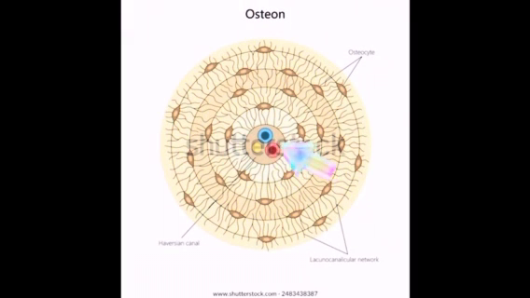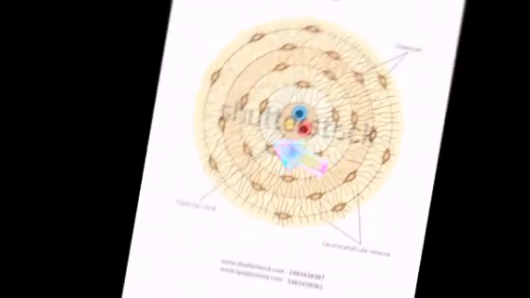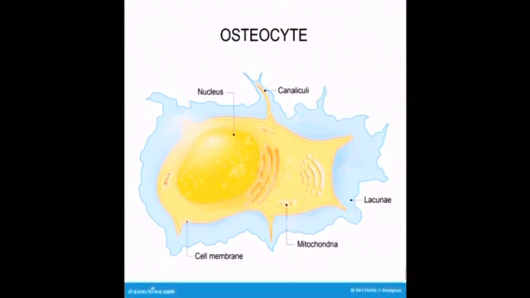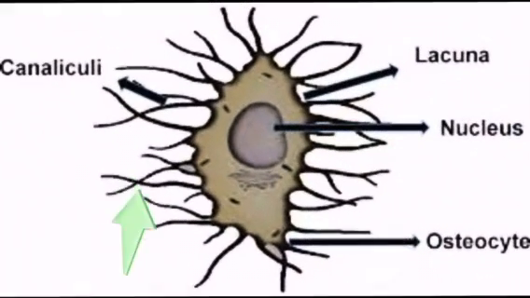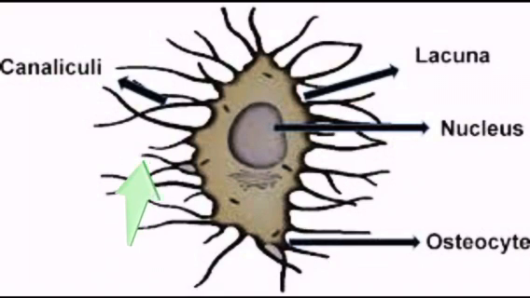The Haversian canal provides a pathway for blood vessels and nerves to travel through the compact bone, delivering nutrients and oxygen to the osteocytes. Osteocytes are specialized bone cells primarily responsible for maintaining bone homeostasis by sensing mechanical stress on the bone. The canaliculi are microscopic channels found within bone tissue that primarily function to enable communication and nutrient exchange between osteocytes or bone cells.